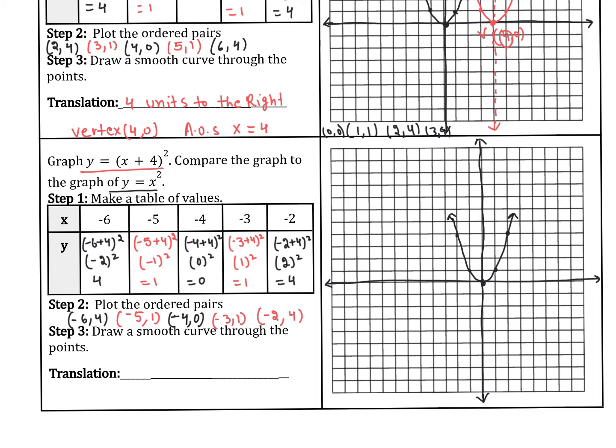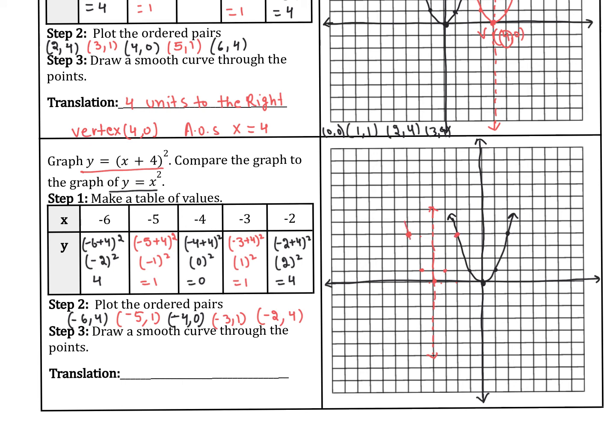So I'm going to plot these points here. 1 2 3 4 5 6, -6 comma 4, 1 2 3 4. So this is the point -6 comma 4, -5 comma 1, -4 comma 0, and then I have the axis of symmetry line from the center of the vertex, and I can mirror these points on the other side. So this is 2 steps here, and that's going to be 2 steps here. So this is my point.